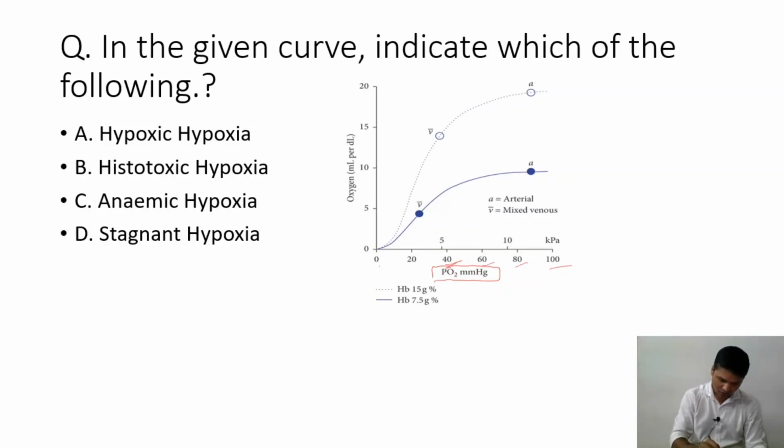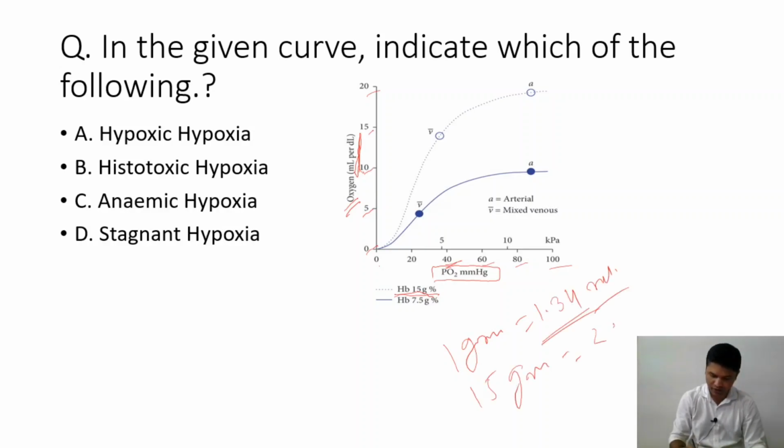And here is oxygen in ml per deciliter, the content of oxygen per deciliter: 0, 5, 10, 15 and 20. Around 20 or 21 is the maximum oxygen carrying capacity of blood. If hemoglobin is 15 gram per deciliter, 1 gram of hemoglobin can carry 1.34 ml, so 15 gram of hemoglobin will carry around 20 ml per deciliter. So here is the 20, this is maximum.